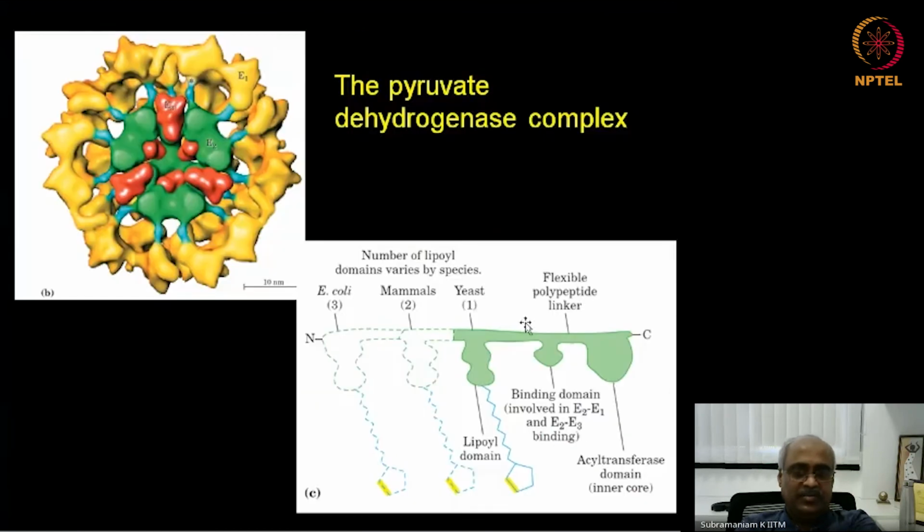And okay, what are the other domains? The second domain of E2 is the one involved in interacting with E1 as well as the E3, the red one. And the third domain is its own active site, the acetyl transferase domain. So that's the inner core. So therefore it has three important domains.